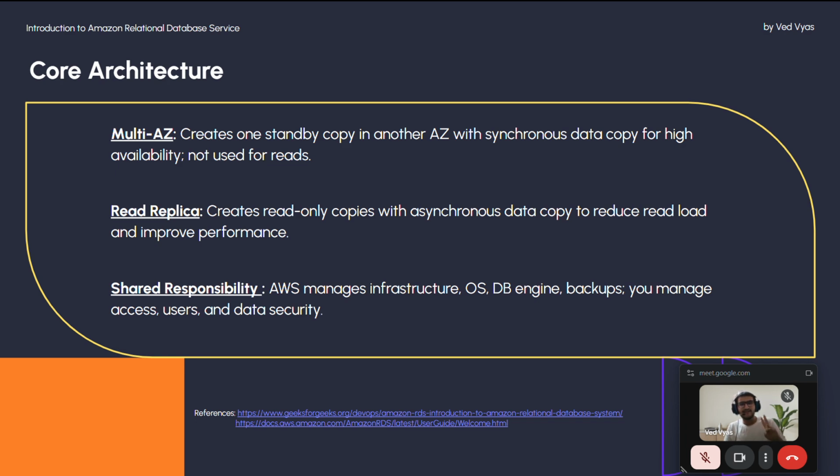The second principle is read replica, which creates read-only copies with asynchronous data copy to reduce read load, where sometimes we need not modify the database, we just need to retrieve values by reading it. For that we have the read replica, which also helps us to improve performance. The third is shared responsibility. The responsibility is shared between AWS and the developer, where AWS manages infrastructure, OS, DB engine, as well as backups, while you as a developer have to manage access, users, roles and responsibilities, and also data security.